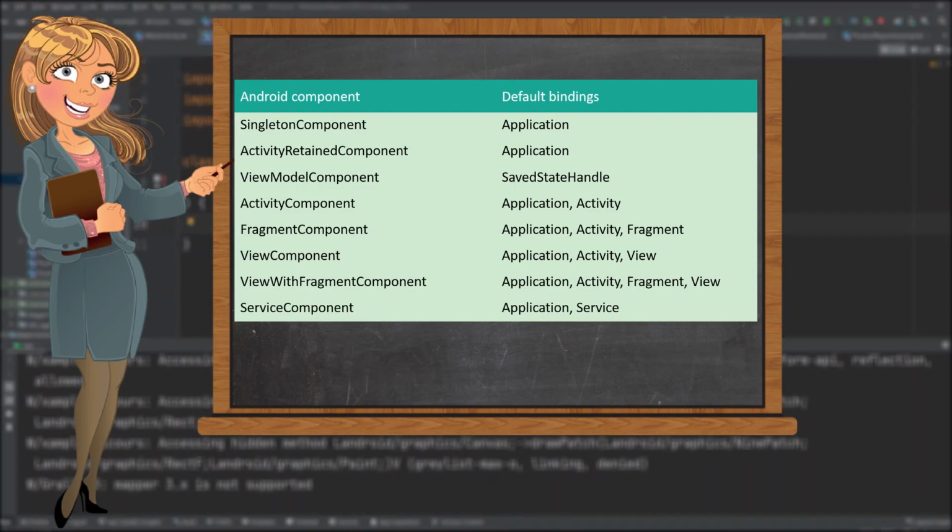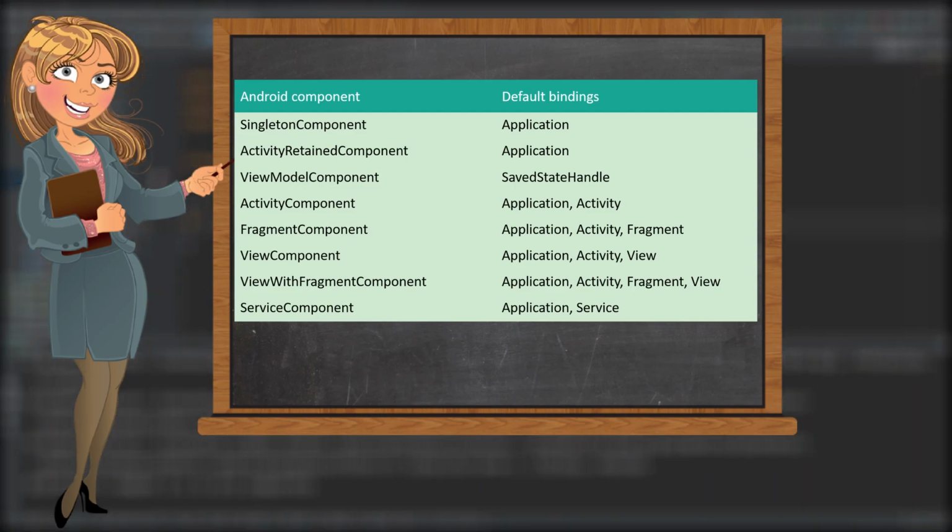For the other predefined qualifiers, for example, the singleton component's default binding is the application. For the activity retained components, the default binding is the application as well, and so on. So you can see in this table the different Android components and the corresponding default bindings.